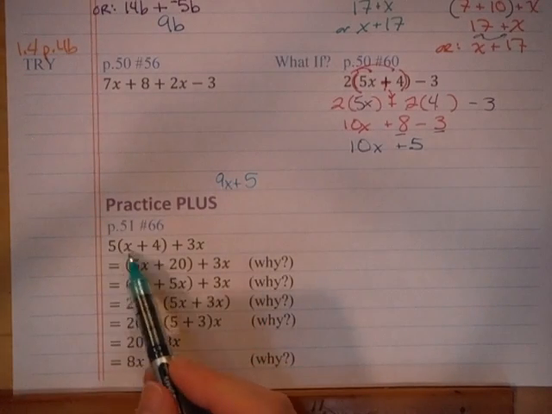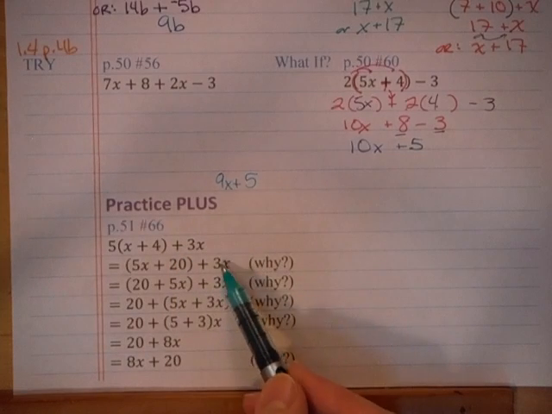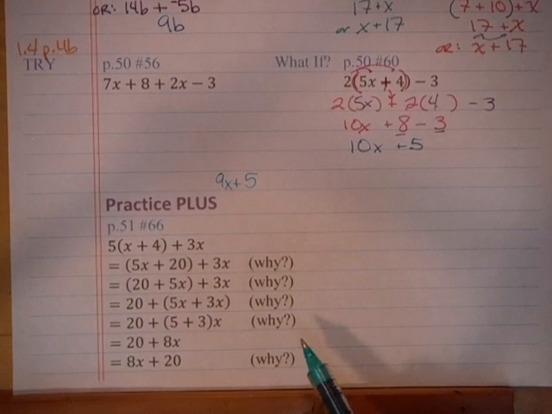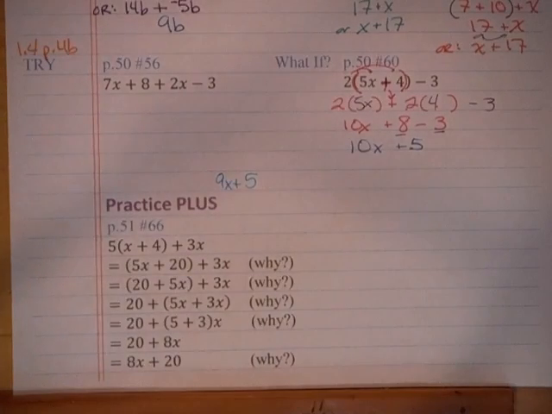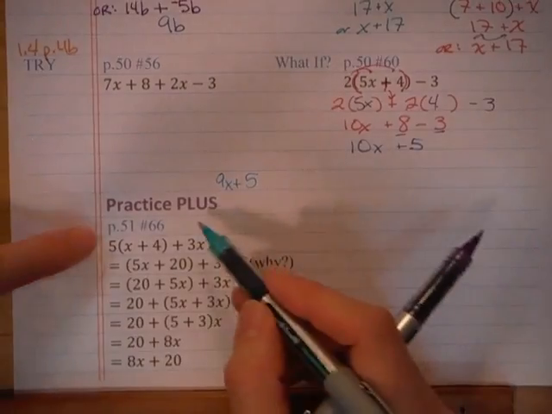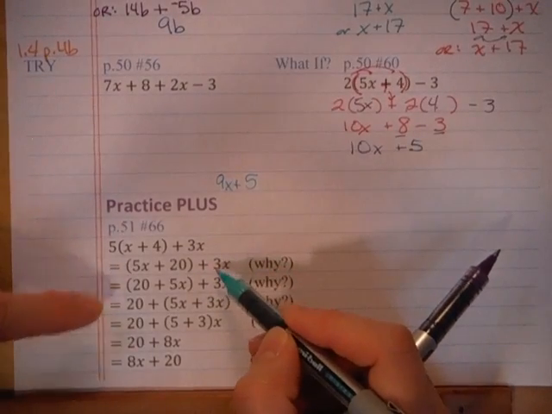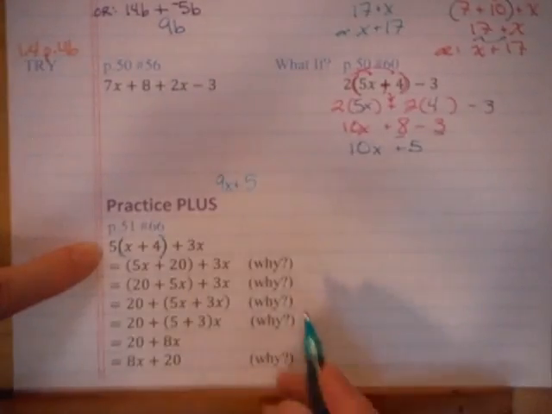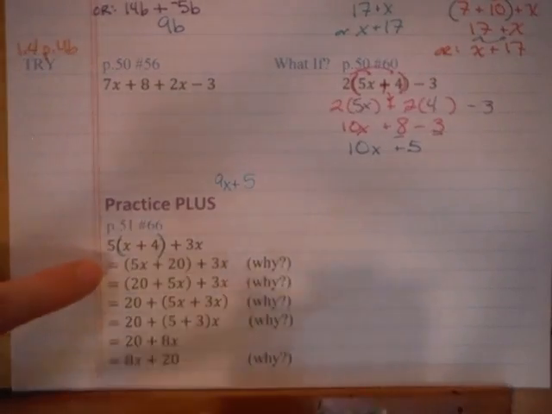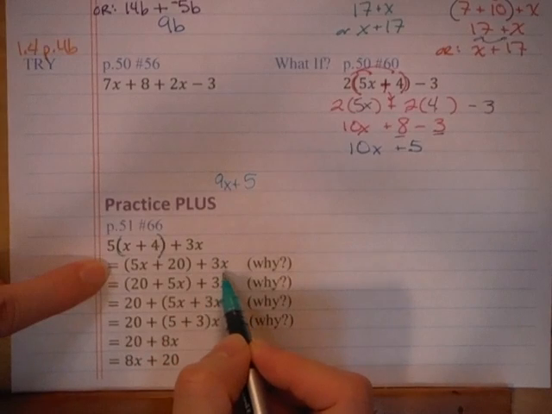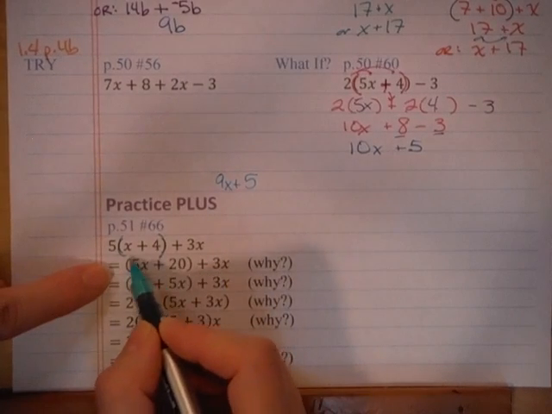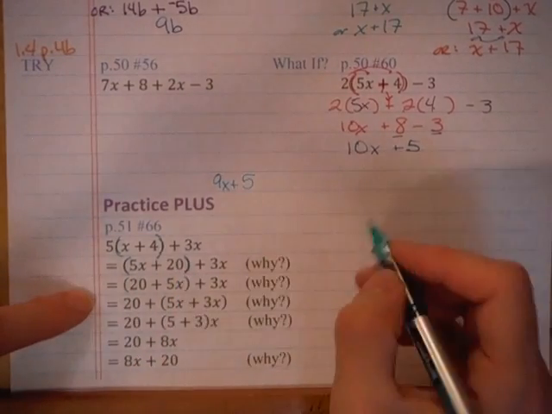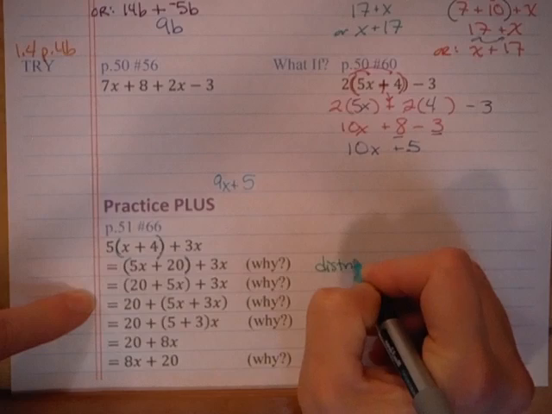Alright, so we're starting with 5 times x plus 4 plus 3x, and then we're seeing all these steps that someone has done, and we get a chance to defend why they got to do what they do. So you're actually looking to see what's different between the first and the next line, and the next line, and the next line. So we start with 5, outside the parentheses, x plus 4, plus 3x, and then the next line still has the plus 3x, that didn't change. What's changed is, inside the parentheses is now 5x plus 20. Well, how did we get there? Well, they used the distributive property.